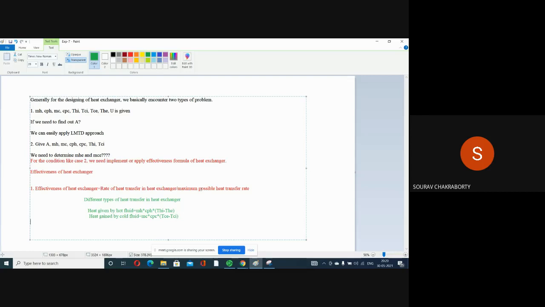So here we can write the rate of heat transfer in heat exchanger can be written as either this one or this one.